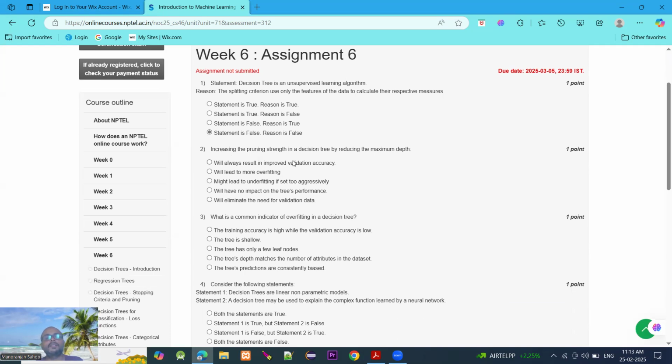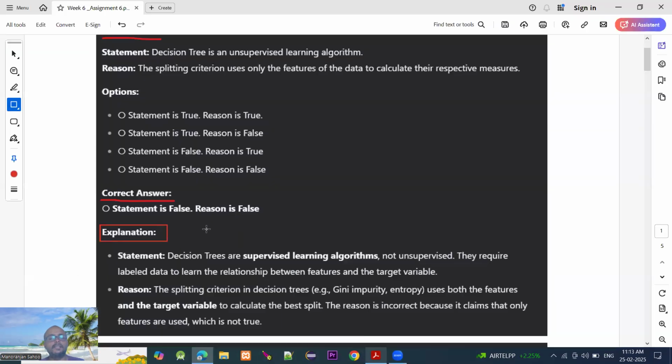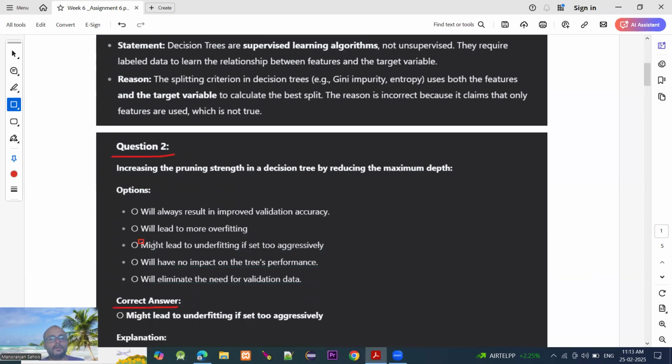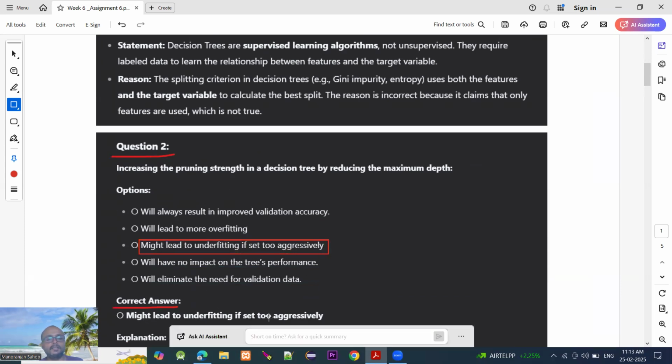Increasing the pruning strength in a decision tree by reducing the maximum depth. You see, 5 options are there. Out of the 5 options, you can choose: might lead to underfitting if set too aggressively. That is option C, you can see here. Here the correct answer is that.